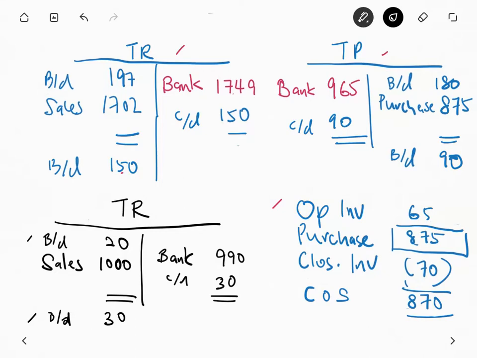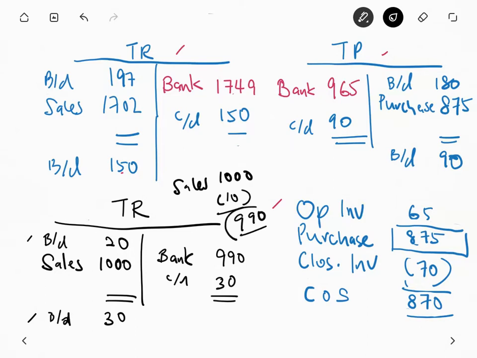Just now, if my opening is 20, closing is 30, receivable increased by how much? 10. When receivable increases by 10, is cash flow in or out? Out by 10, correct? Receivable up, cash flow out. My sales is 1,000. Because of the increase between opening and closing, I minus 10, the amount I collected is 990. So when I sell this much, it doesn't mean I collect the same amount because of opening and closing.